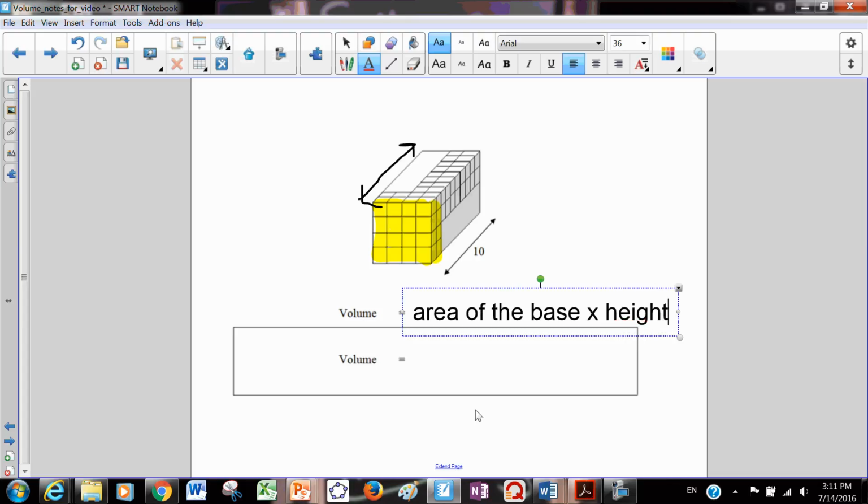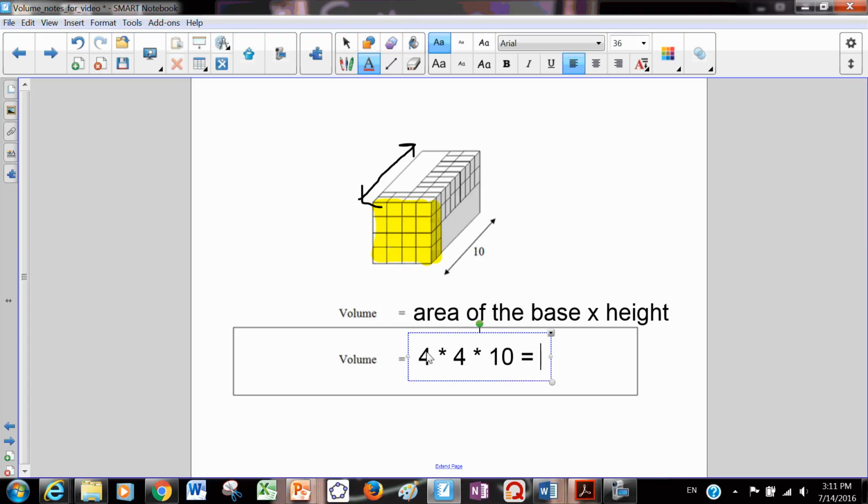Okay, and so in this case, if we calculate the volume of this shape, to calculate the area of the base, it's a square, so we're going to do 4 times 4, and times the height, that is 10. 4 times 4 is 16, times 10 is 160, and there's no unit, so when there's no unit, it's going to be units cubed.